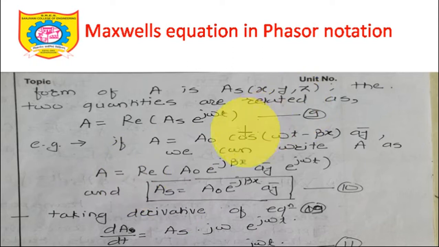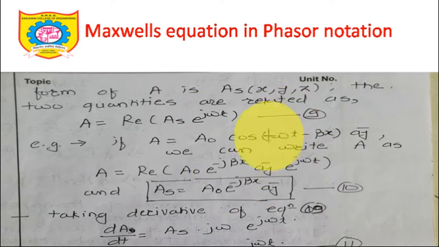Since this is cos, the real part of A0 remains as it is, with e raised to j(omega t minus theta), or omega t plus theta as in the earlier case. Instead of theta, I am now having minus beta x. So A0 e raised to minus j beta x a_y bar into e raised to j omega t. Any doubt in this? Let's see.